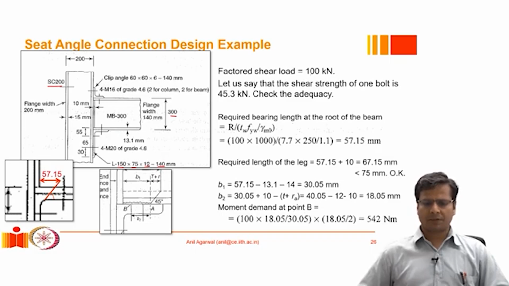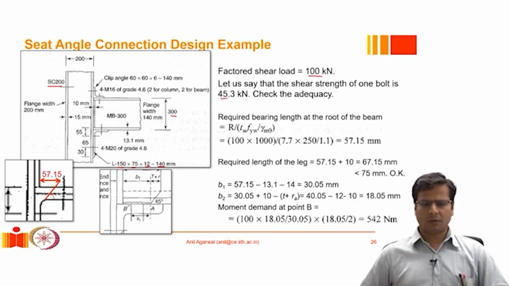The factored shear load is given as 100 kilonewton. Of course, there is no explicit moment acting here. At the end, only 100 kilonewton shear force is acting. And let's say we already know that the shear strength of each bolt is 75 kilonewton. So one bolt can resist a shear force of 45 kilonewton, and the external load is 100 kilonewton.